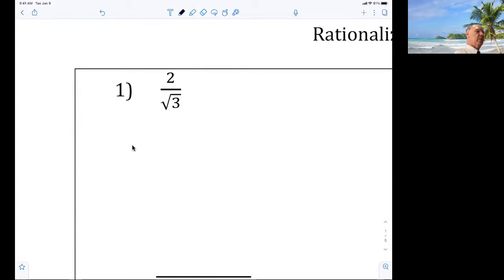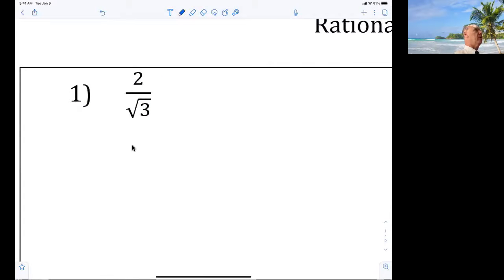So what we do is, to get rid of that square root of 3 in the denominator, all you're doing is multiplying the top and bottom by the square root of 3, or by whatever the radical is. So here we're just going to multiply the top and bottom by the square root of 3. That's called rationalizing the denominator.